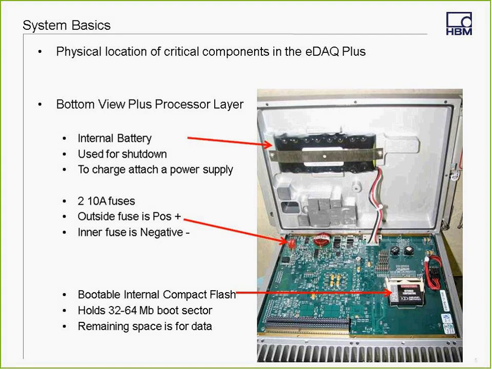So here's the physical components, or location of some critical components in eDAQ Plus. Obviously, we pulled up the bottom plate, and this is the bottom view of the actual Plus processor. First, there's the battery. Okay, there's no clock calendar battery in the eDAQ Plus, only the battery that is located on the bottom plate of the unit. This battery is for graceful shutdown purposes.